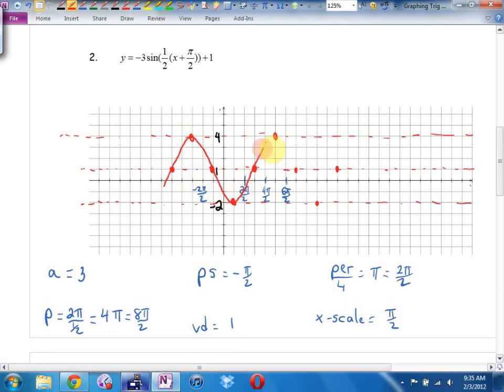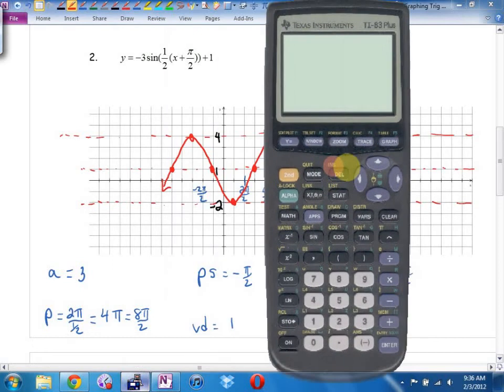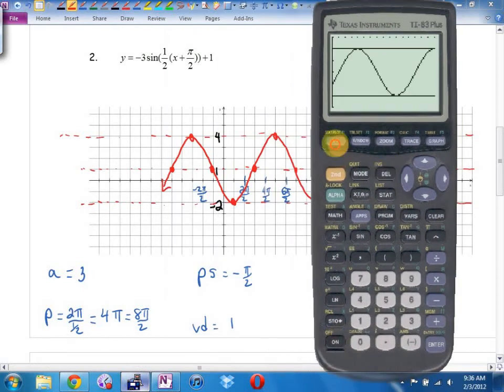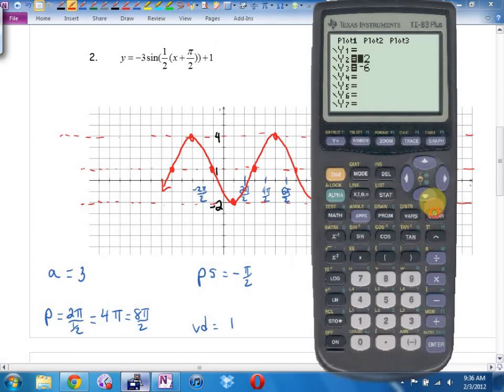Let's check. Clear, clear, clear. Negative 3 sine of 1 half bracket x plus pi over 2 bracket, plus 1. Highest point is 4. Lowest point is negative 2. Let's put those on there as well, my guide railings.